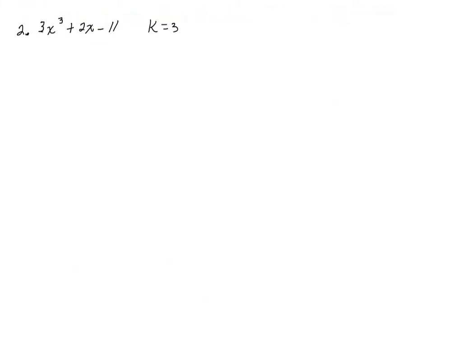Okay, problem number 2. I have this polynomial that I'm going to divide, and I have a k value of 3. The first thing I want to do is figure out what my divisor is going to be. And my divisor is always in the form x minus k. So I'm going to have x minus 3. What goes in the box is the k, so it's 3.